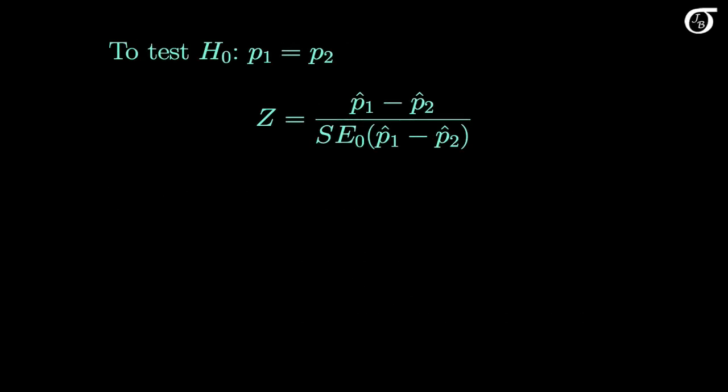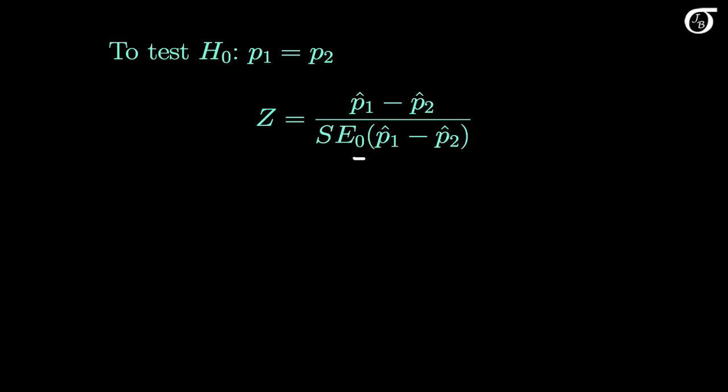To test that null hypothesis, we will use this Z statistic. We take the difference in the sample proportions and divide by the standard error of the difference in the sample proportions. I've put a subscript of 0 here because this standard error for the hypothesis test differs from the one we use for confidence intervals.